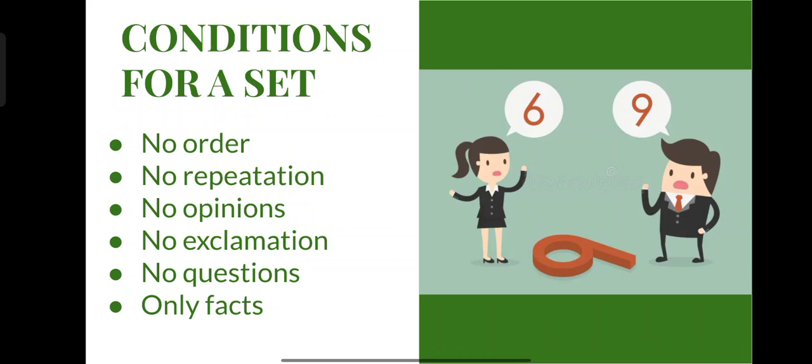So for a set, when we write any opinion, it does not define a set, because opinion varies by person. So an opinion does not belong to a set. When we write a sentence that is the opinion of a particular person, then the collection of objects which we have written in curly brackets will not define a set, since it does not become well defined. And the next one is no exclamation.